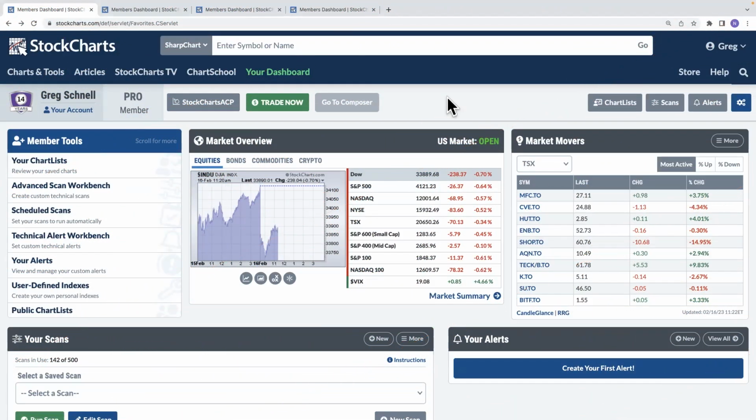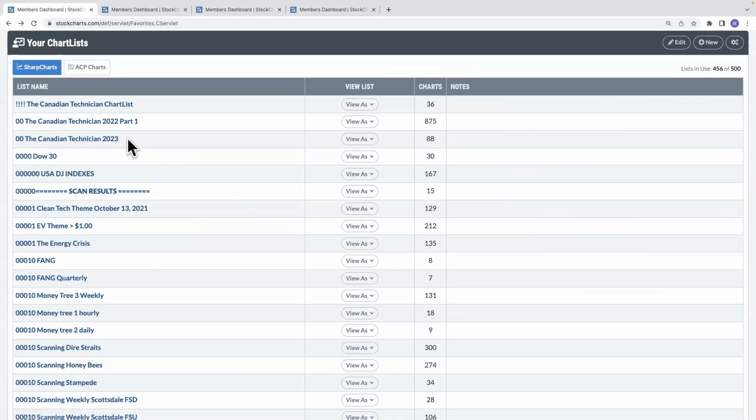To get to our chart lists, the easiest thing from your dashboards is to click the big button over here named Chart Lists. When you do that, it's going to jump you down to this list. Now, I have a lot of them. I've got 456. I'll describe why I have so many, and hopefully that will help you a little bit.